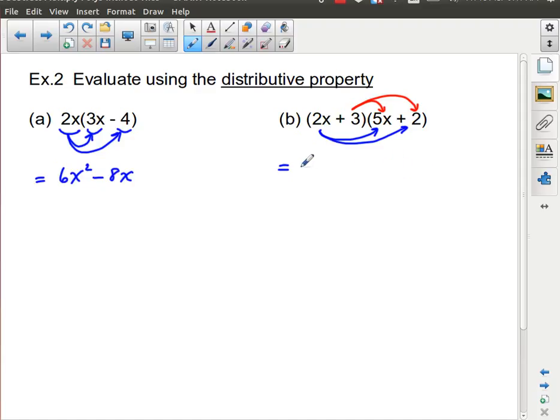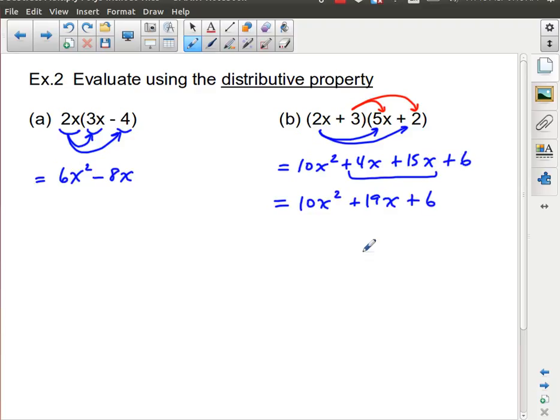2x times 5x is 10x squared. 2x times positive 2 is plus 4x. Positive 3 times 5x is plus 15x. Positive 3 times positive 2 is plus 6. I've got these middle terms which I combine, so that becomes 10x squared plus 4x plus 15x is plus 19x, which is what we had before, plus 6.